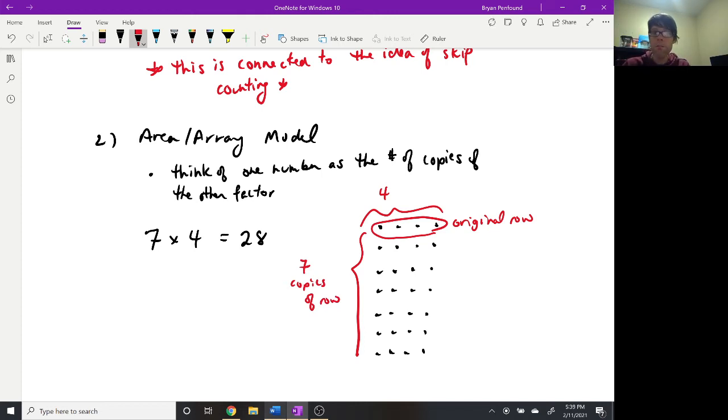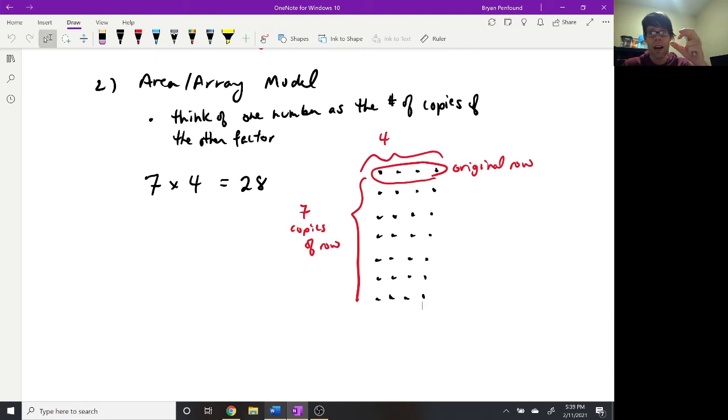And then the final answer of 28 should be the number of units that I have inside of this kind of rectangular grid. So I could go through, I could now count all of these objects. There should be 28 objects. So this is the idea of the area or the array model. This is typically what we use for the standard algorithm for smaller kinds of multiplications.